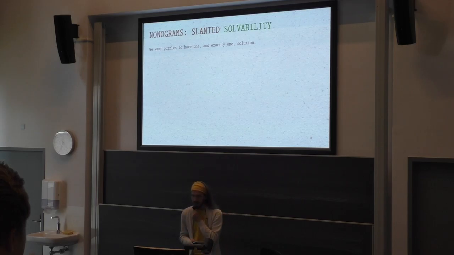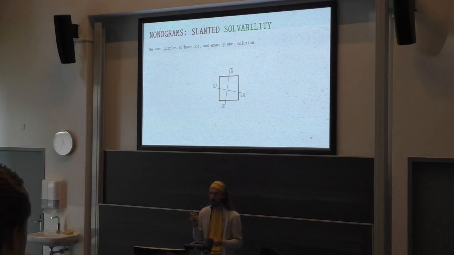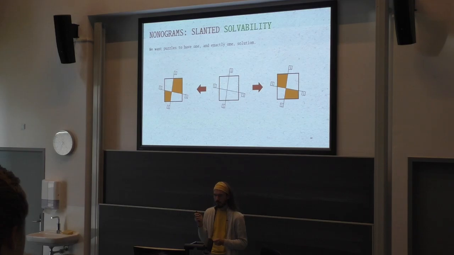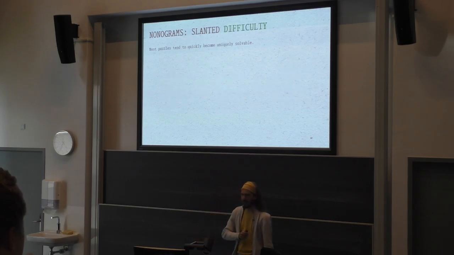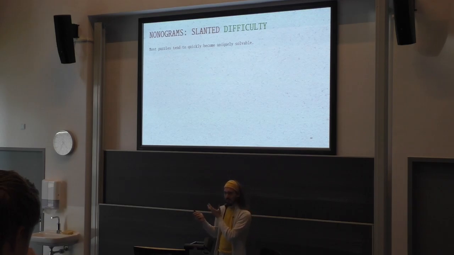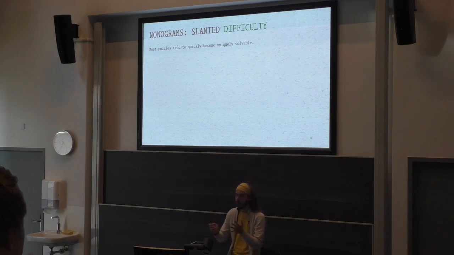So one more thing. We want that puzzles are solvable. So they should have only one solution. And maybe they should even be simple. But there is a problem, namely that if we generate puzzles with multiple lines, so this one would be non-unique, but we already saw a non-unique example earlier by mistake, so this is no news for you. The problem is if we make slanted nonograms, then almost always they become very quickly simple and uniquely solvable and actually way too easy.